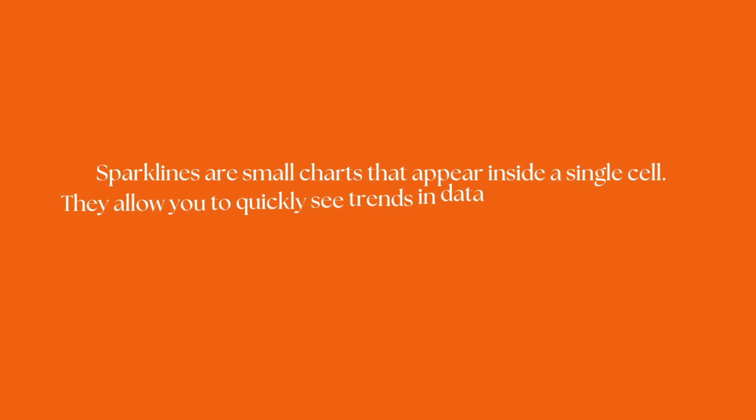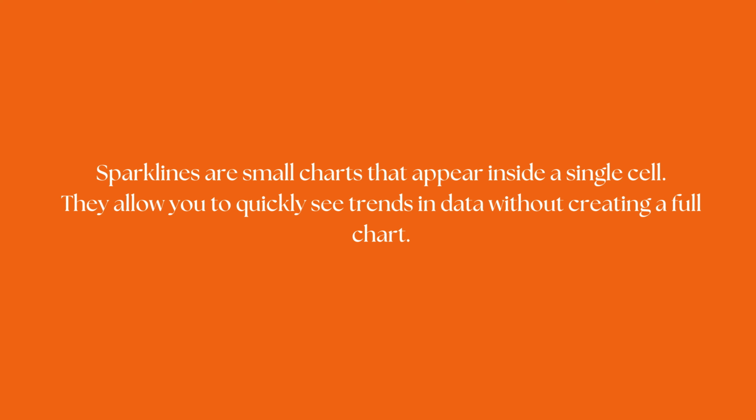The final feature we will look at is called Sparklines. Sparklines are small charts that appear inside a single cell, and they allow you to quickly see trends in data without creating a full chart.